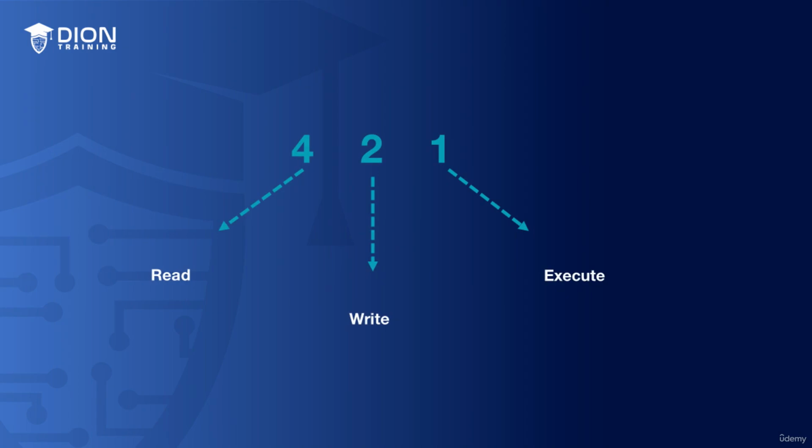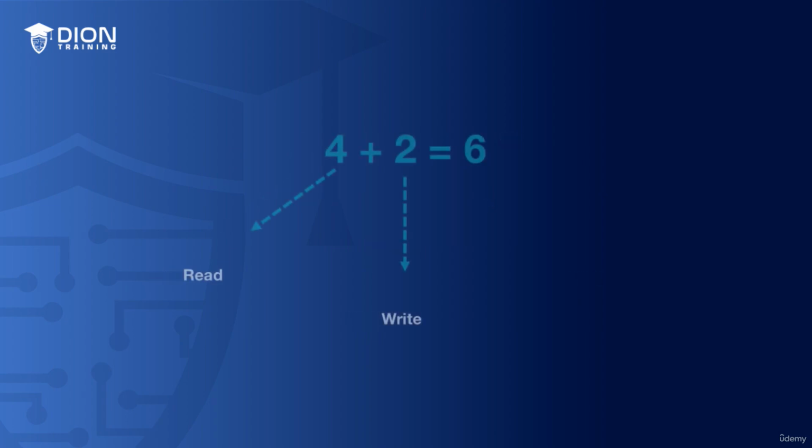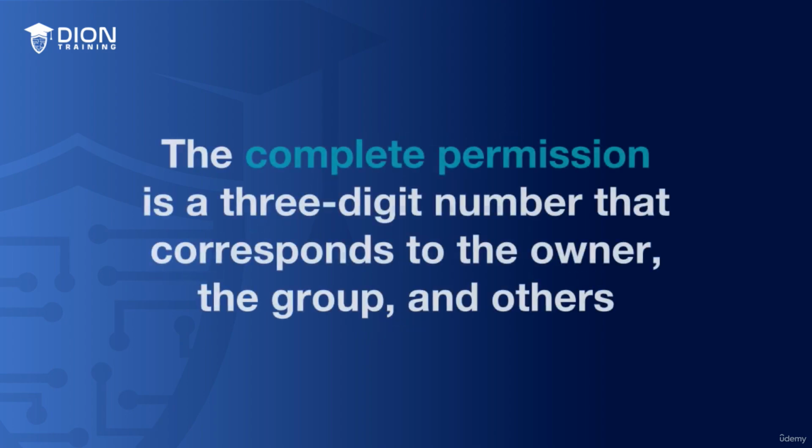For example, if I want to have full permissions so I can read, write, and execute, that's going to be a number 7, because 4 plus 2 plus 1 equals 7. When I have the read and write permissions but not execute, this will be 6, because 4 plus 2 equals 6. Complete permissions are expressed as a 3-digit number, where each digit is going to correspond to either the owner, the group, or the others.